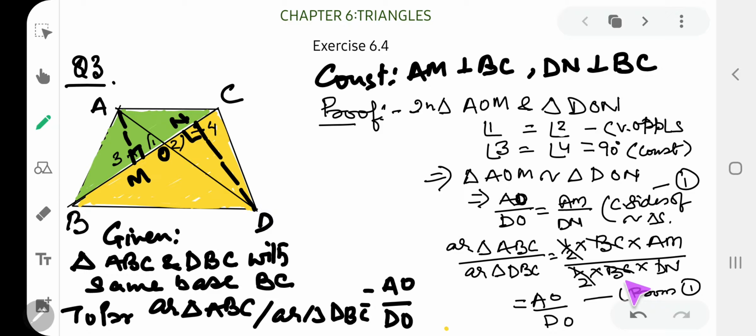Half and BC will cancel each other. Now we are left with AM upon DN, but we have proved just now that AM upon DN is equal to AO upon DO. Therefore, we can replace AM upon DN by AO upon DO, and in this way we will get the desired result. I hope you are able to understand it.